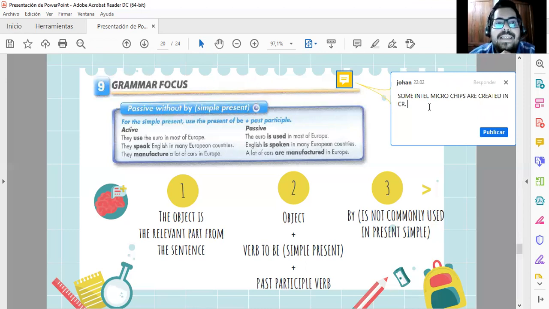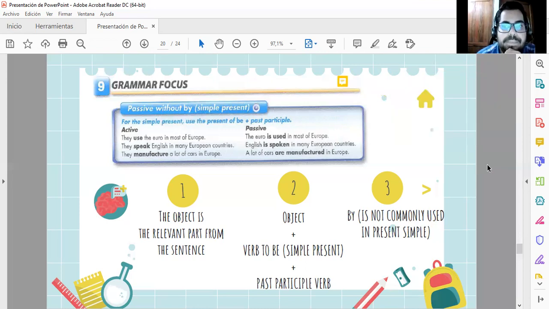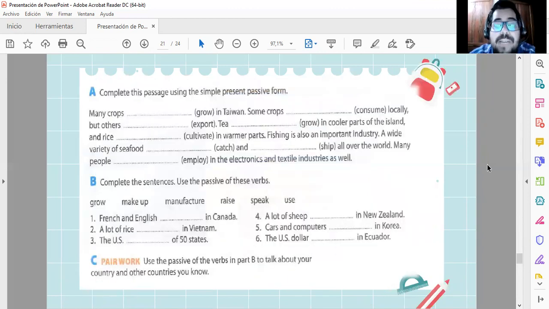So this is the passive voice in simple present, guys. What is my idea with this lesson? My idea is that you get the idea about what is the passive voice. And then that we have the passive voice in past tense and the passive voice in simple present, that we have both. And over here, guys, I have a small practice that I want you to do.